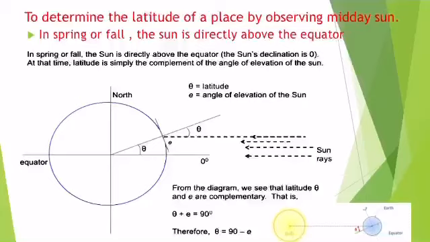So in this picture, the big picture I'm talking about, theta is nothing but the latitude, and E is the angle of elevation of the sun, right? You simply write theta plus E equals 90 degrees. And if you want to find theta, that is the latitude of a place, simply subtract angle E, the sun's elevation, from 90 degrees. You will get the latitude of a place, right?